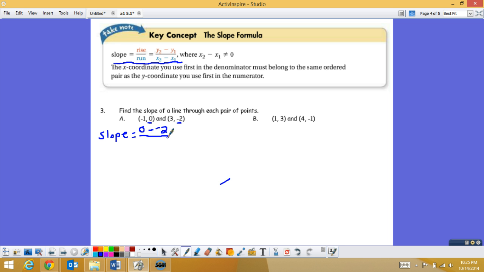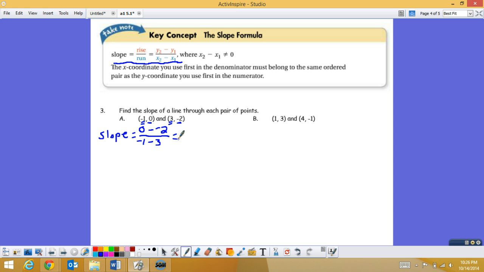Now, on the bottom, we're going to subtract the 2 x coordinates. So the 2 x coordinates are -1 and 3. So on the bottom, we're going to subtract -1 and 3. Now, the important thing is this, that if we start with the 0 on top, we need to start with its partner, or the -1, in the denominator. So we need to take -1 minus 3 in the denominator.